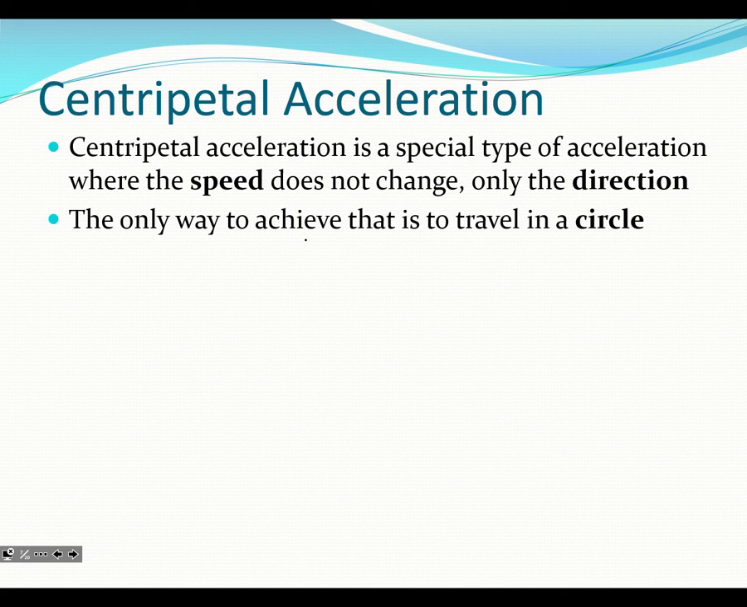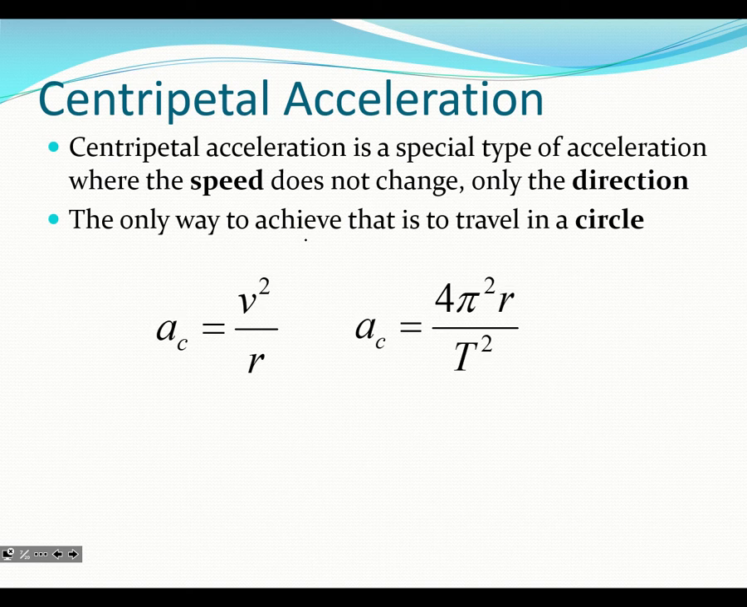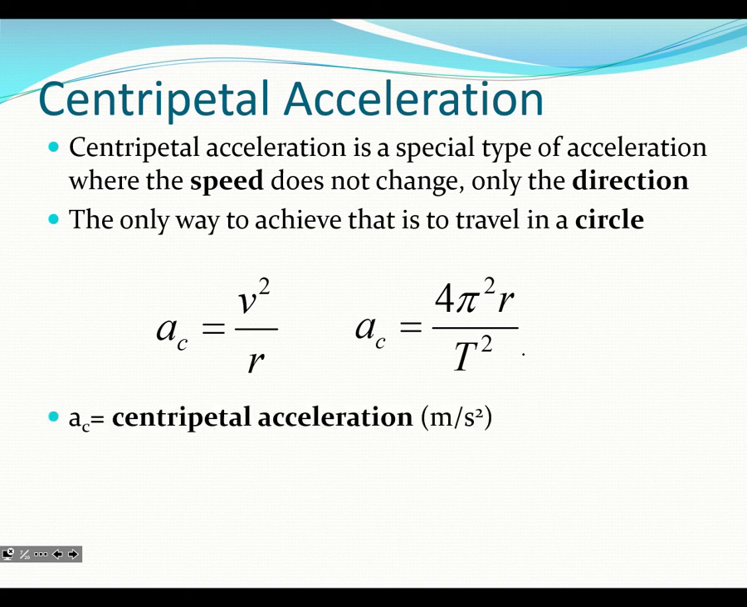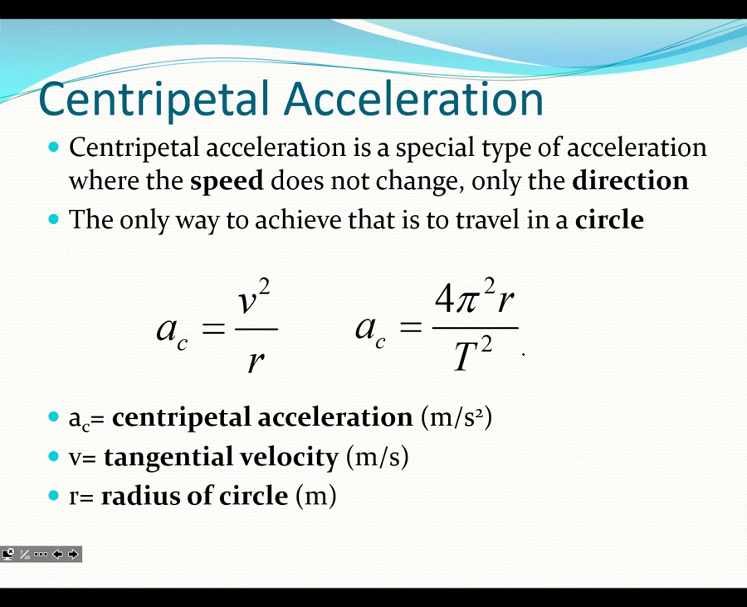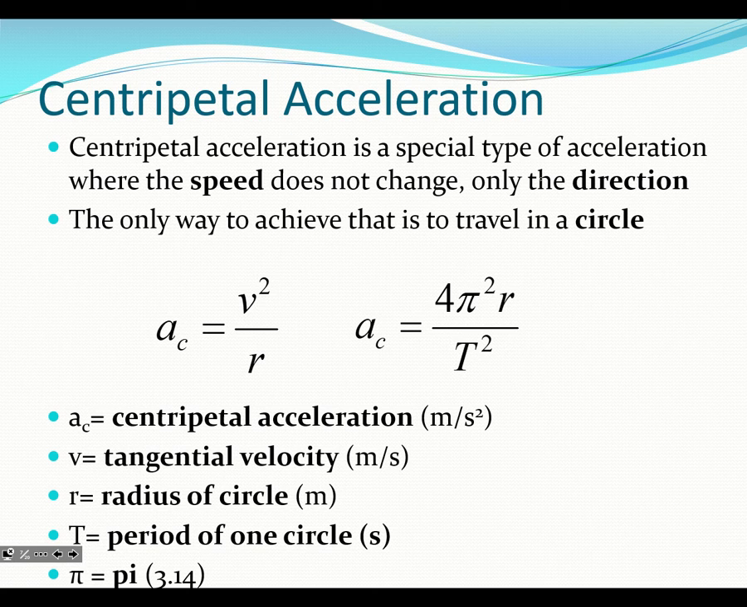So we have two formulas for determining centripetal acceleration. And these are different because we're moving in a circle. We have a_c equals v squared over r, and a_c equals 4 pi squared r all over T squared, where a_c is our centripetal acceleration, v is our tangential velocity, r is our radius, T is our period, and pi is, well, pi, right?